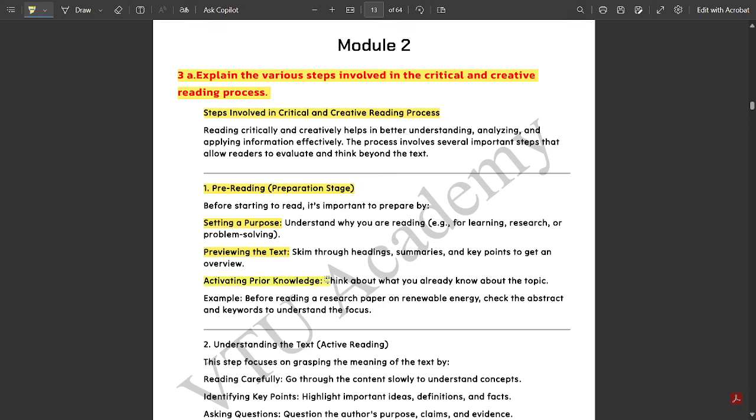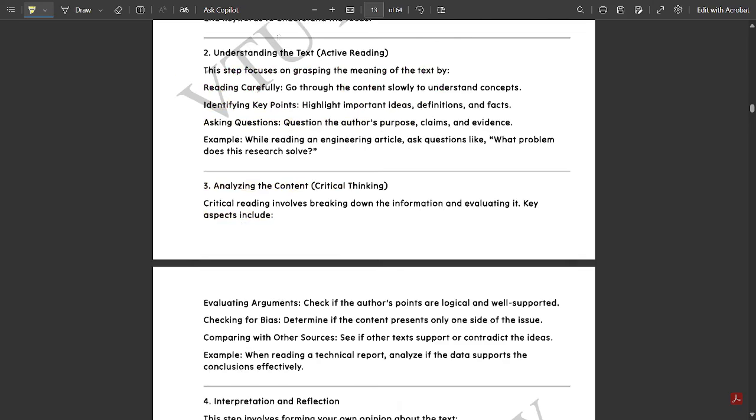Next is activating prior knowledge. Think about what you already know about the topic. Whatever you're reading, by seeing some of the key points and headings, you would get a click that you already know something about this. So you would get confidence due to this prior knowledge and read in a better way. For example, they mention here, before reading a research paper on renewable energy, check the abstract and keywords to understand the focus.